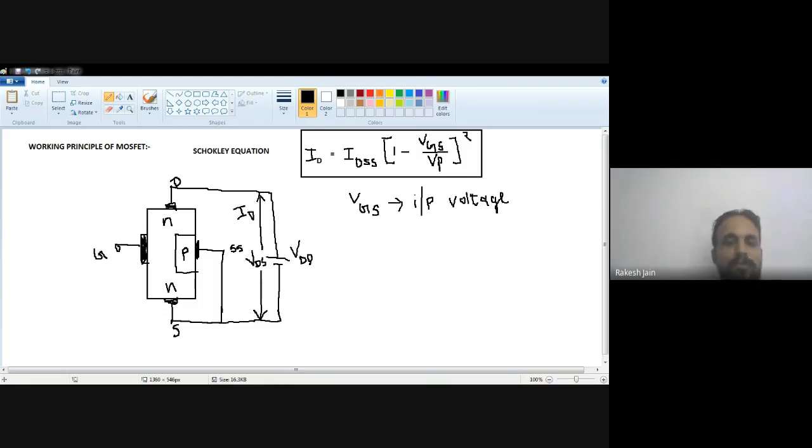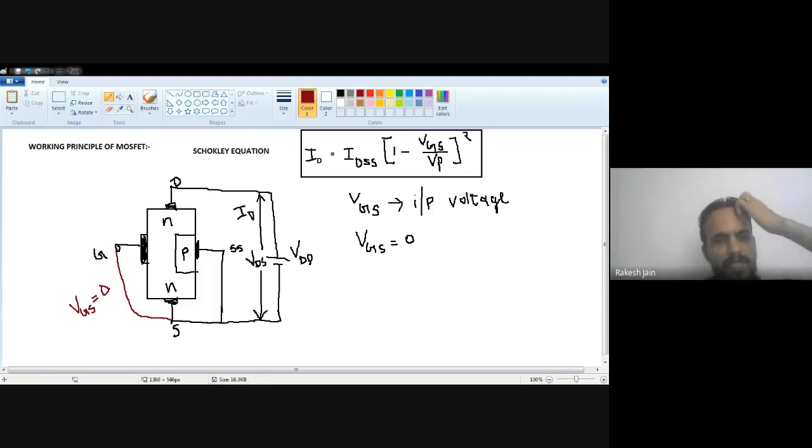So now see very carefully. Let's suppose in the first case VGS is 0. So what will happen? VGS is 0, it means the drain and source terminals are connected with each other. This is known as VGS equal to 0. After the completion of the first step, I will remove all those things. So you just see very carefully, when the input voltage is 0, so VGS is 0.